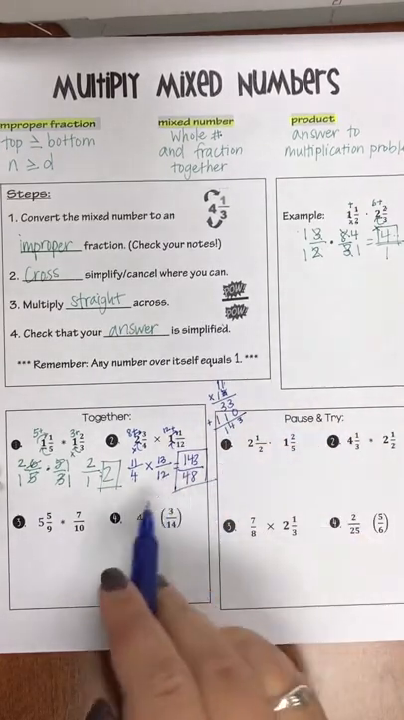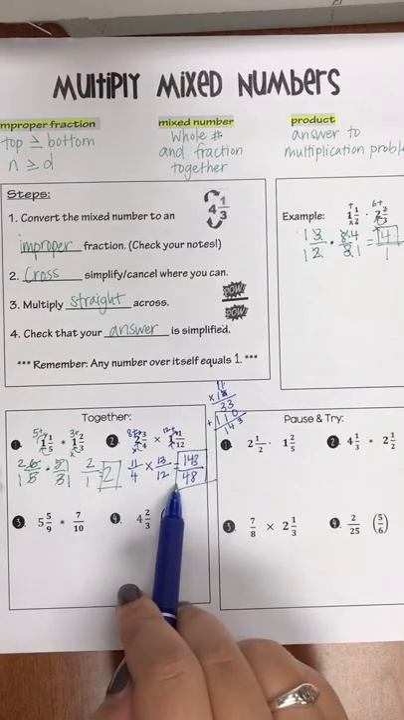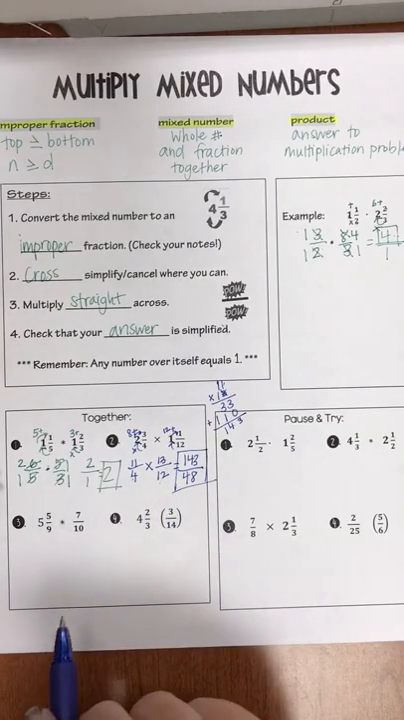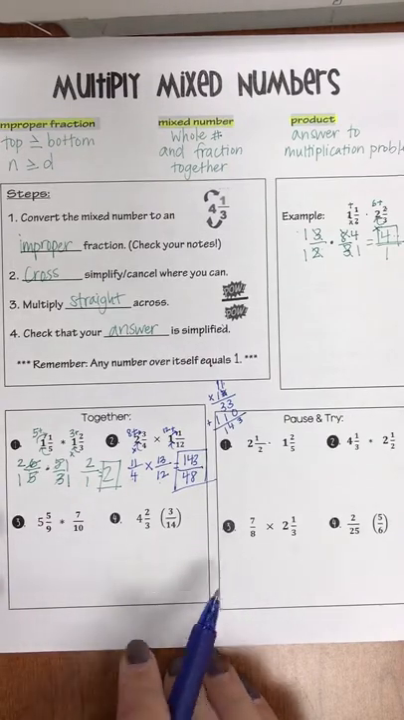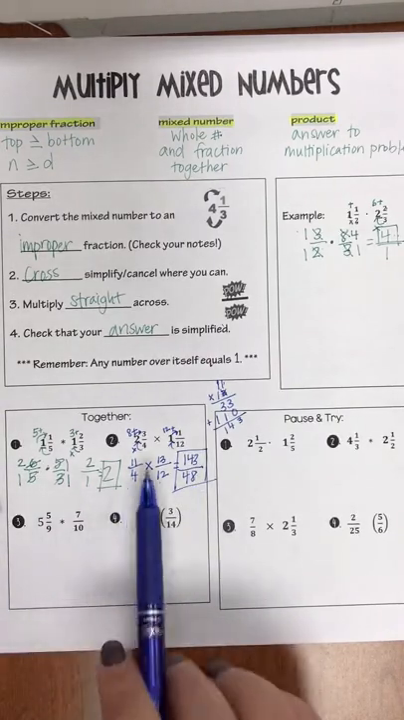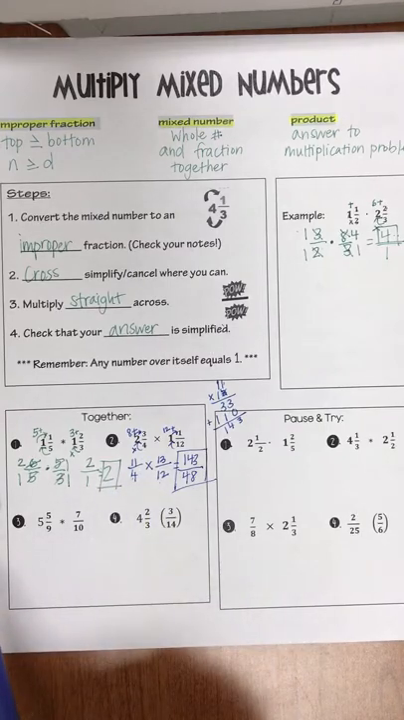Now, if you didn't know that 4 times 12 equals 48, you need to be practicing your multiplication facts at home. It will make this a lot easier for you guys. Practice those, practice them a lot. Okay, that cannot be simplified because we checked before, so we're good.